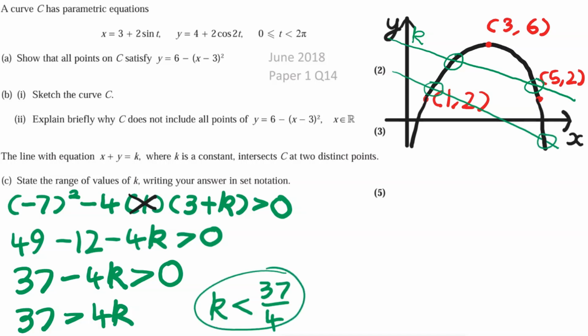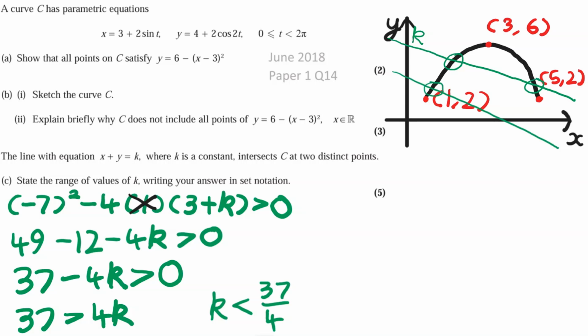We've essentially said that k has to be smaller than 37 over 4, but it can keep going down. It can be as small as you want, and it will still intersect the curve twice. But because of our domain, we can see that this isn't the case. There are sections where it won't intersect twice, and this is because of this endpoint here at (5, 2). So we also need to consider this.